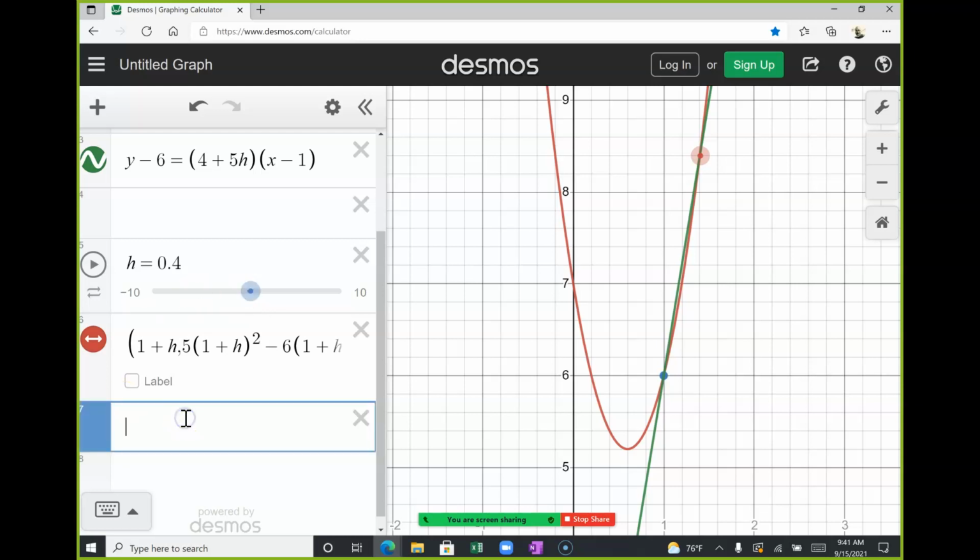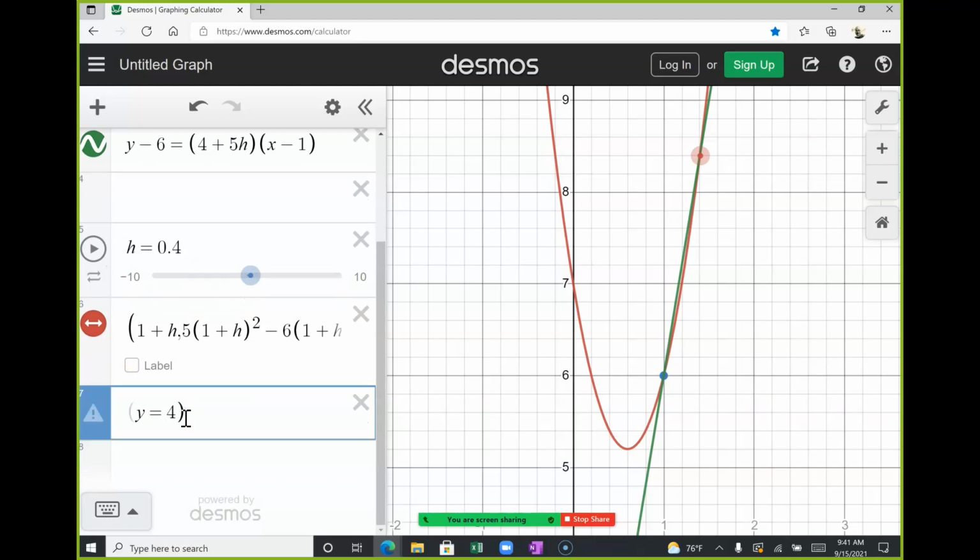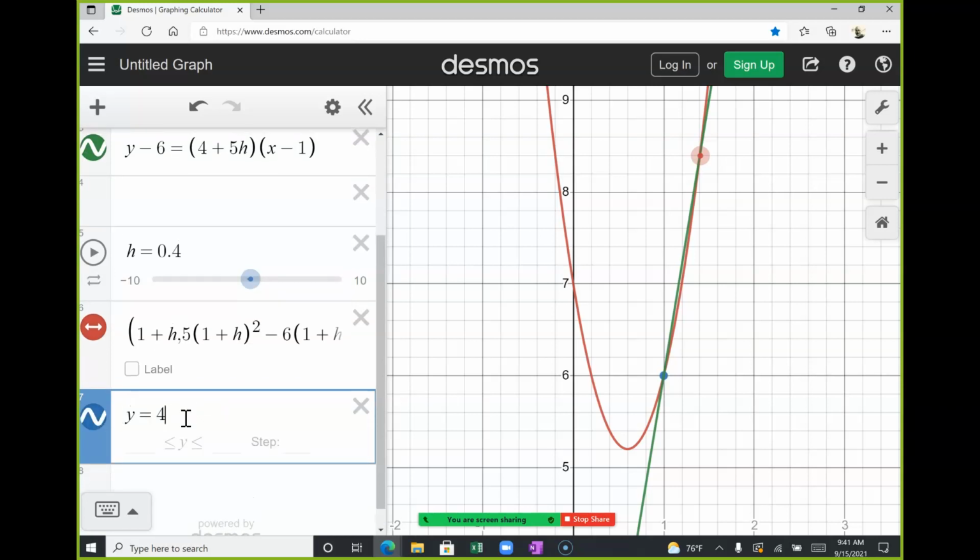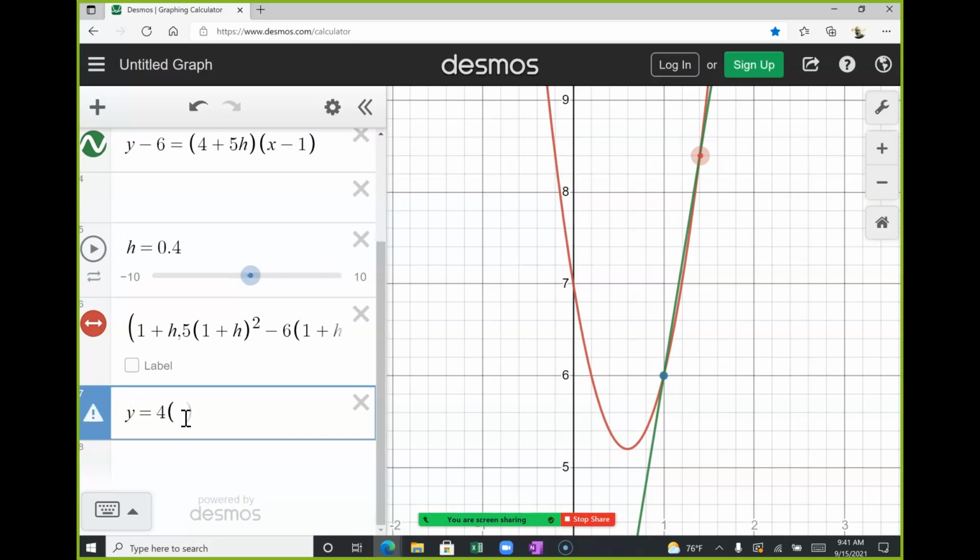So what happens when I finally get my slope of 4? I get my tangent line, y equals 4 times x minus 1, all plus 6, right? And there's my tangent line. So that blue line is the tangent line, it's hitting once. The secant line is in green, it's hitting the curve twice, right?